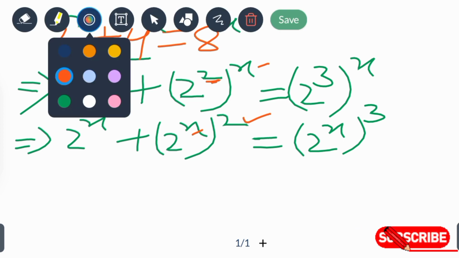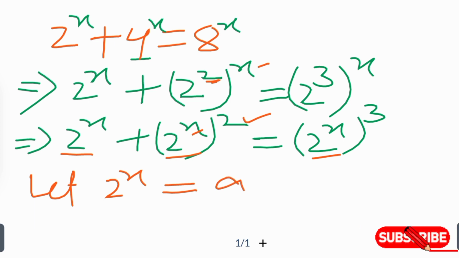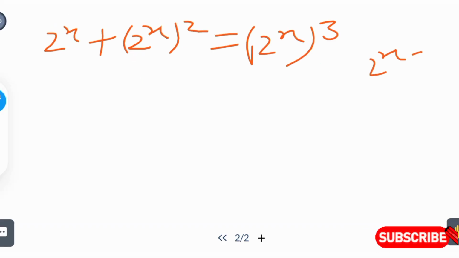Now see what we can do here. We got 2 to the power x here, here also 2 to the power x, here also 2 to the power x. So let 2 to the power x equals to a. All right, let's take not a, let's take y. 2 to the power x equals to y. Now let's continue the solution. So here 2 to the power x equals to y. All right, we have taken this.